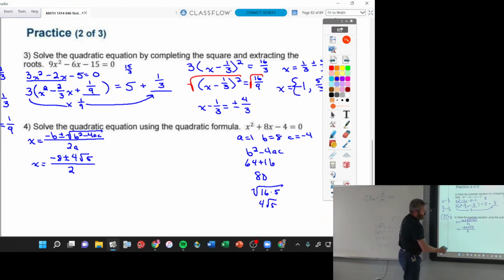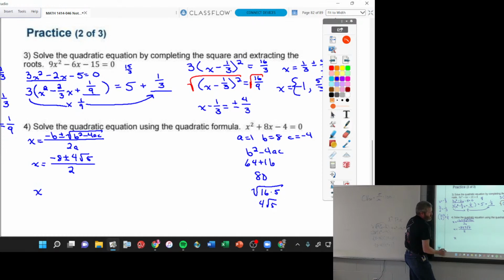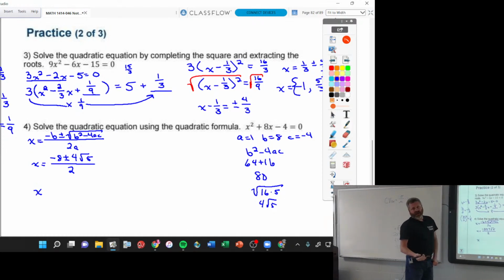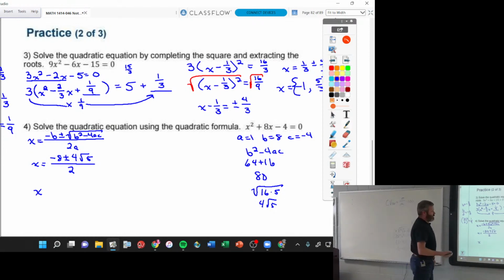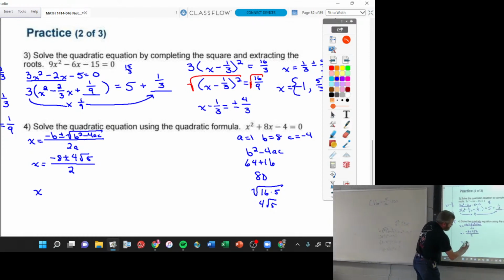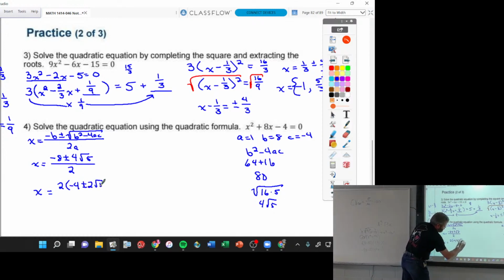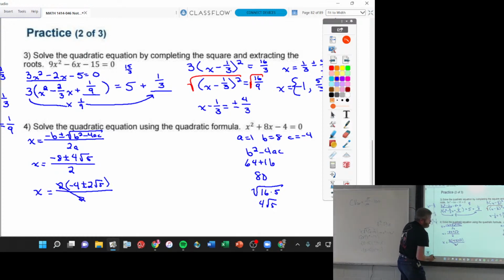If you'll notice the top, I can factor a 2 out of it because everything is even. I could actually factor a 4 out, but since all I have on the bottom is a 2, I'm just going to worry about factoring out that 2 on the top. So factoring out a 2 on the top gives me negative 4 plus or minus 2 square roots of 5 all over 2. Those 2's cancel. So the final answer is negative 4 plus or minus 2 square roots of 5.